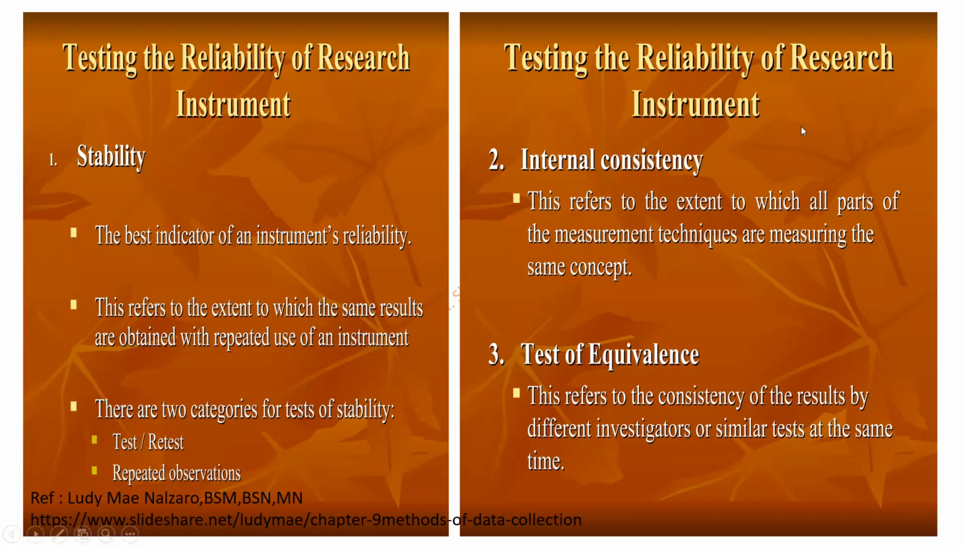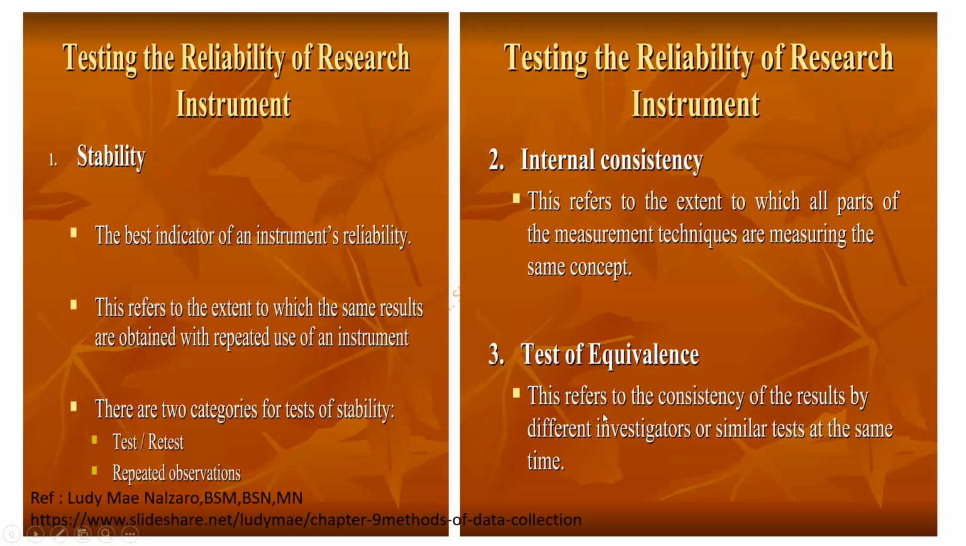Then for reliability, another measure is internal consistency. This refers to the extent to which all parts of the instrument are measuring the same concept. Whatever instrument you're using, it should give the same consistency for whatever measures you are doing. If 1, 2, 3, 4 measures are taken under the same instrument, it should give results with the same concept.